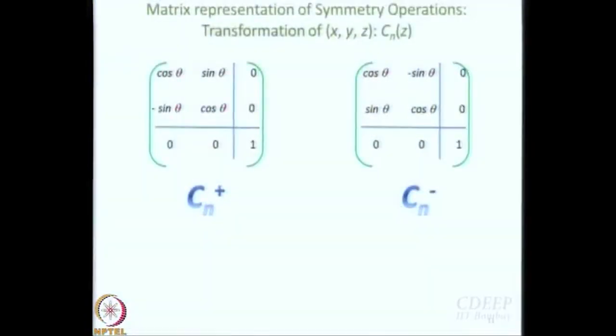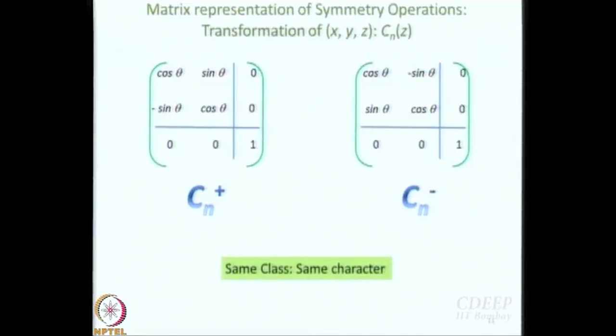Because what is the character telling you? What is the information that character gives you? Character is a trace, sorry, trace. This sum over i, A_ii. Okay. So in this case, it is cos theta plus cos theta. In this case also, it is cos theta plus cos theta. The diagonal, just sum the diagonal elements. That is your character, right? So character does not change. Right? It is 2 cos theta in both the cases.